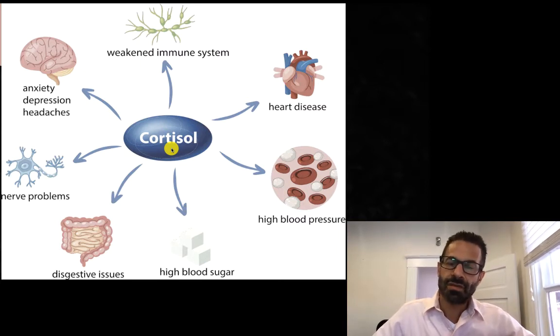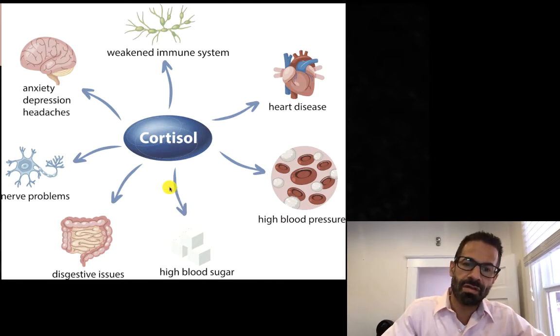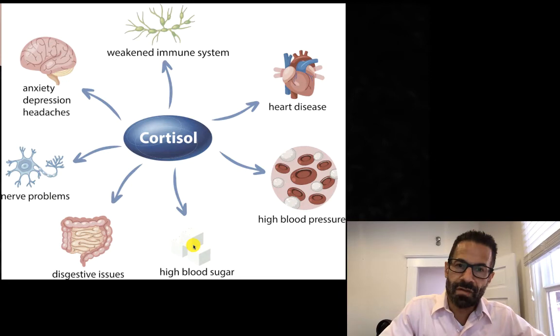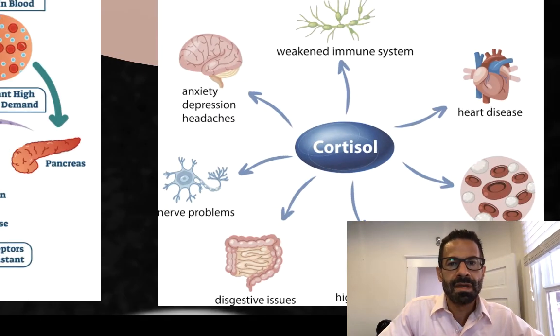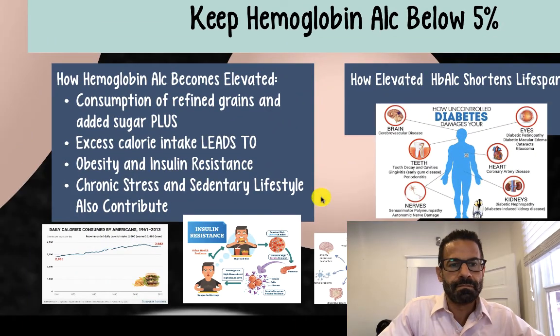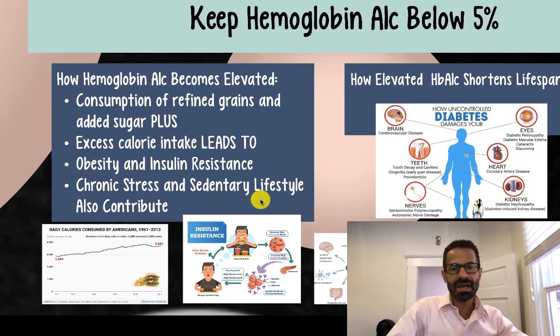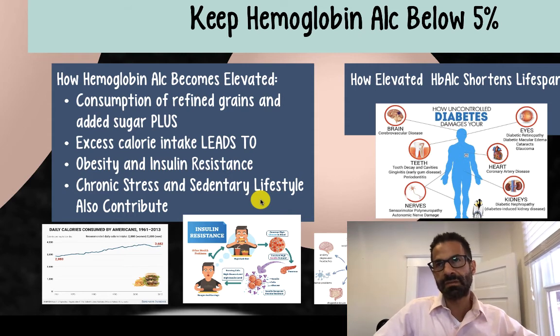And that causes cortisol, a stress hormone, to be released. And cortisol causes our blood sugar level to rise. So this contributes to the persistent high blood sugars. A sedentary lifestyle also contributes to elevated blood sugars.